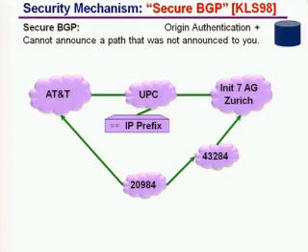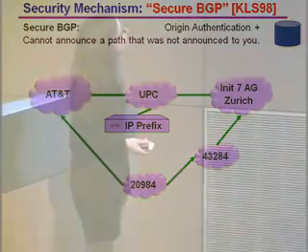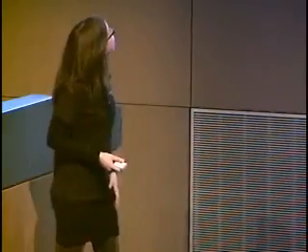OK. So the next security mechanism we're going to look at has to do with preventing people from announcing paths that are not really there. So this mechanism, first, it has origin authentication. So it has this database that maps IP addresses to the networks that actually own them. But it also has this additional mechanism that prevents people from announcing paths that don't exist in the network.